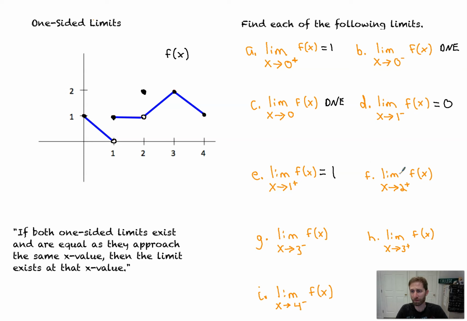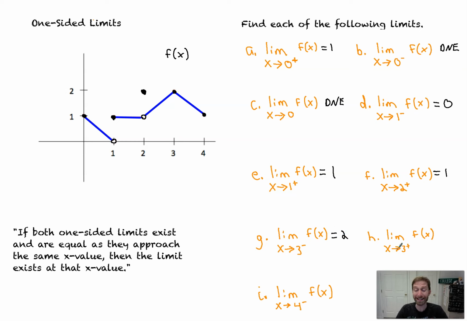So we've got letter F. The limit as x approaches 2 from the right side of 2. Well, that would be from this side. Here's 2. From the right side of 2 lands us at y equals 1. Boom. The limit as x approaches 3 from the left side of 3 of f of x. Well, from the left side of 3, that would be from this side. And we approach a y value of 2.